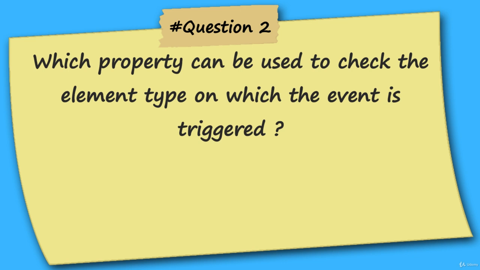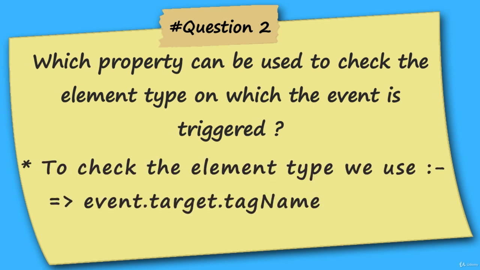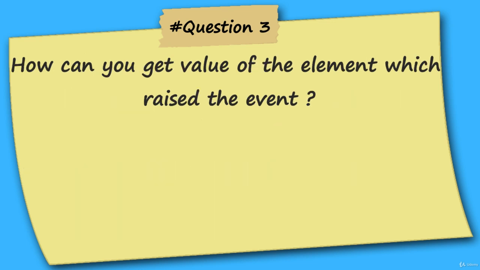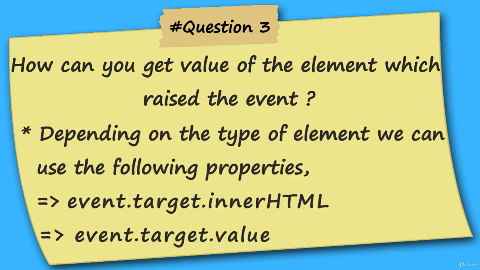Second question, which property can be used to check the element type on which the event is triggered? We have seen that if we want to check the element type, we use the tag name, event.target.tagName. That will be the property. Third question, how can you get the value of the element which raised the event? Here we tried event.target.value or event.target.innerHTML. It depends on what type of element it is. Depending on that, you use the property to get the value of the element which actually raised the event.